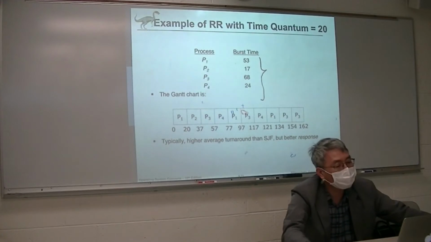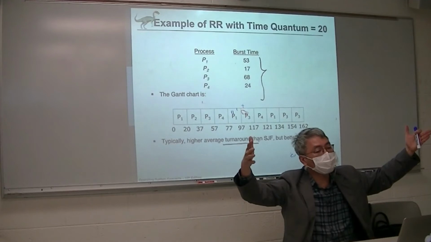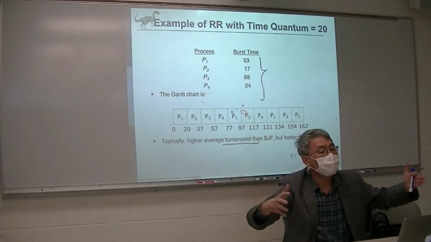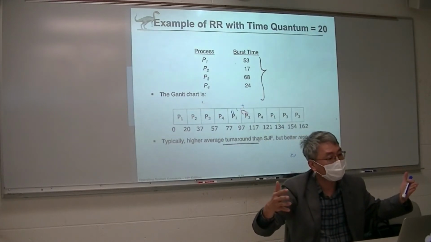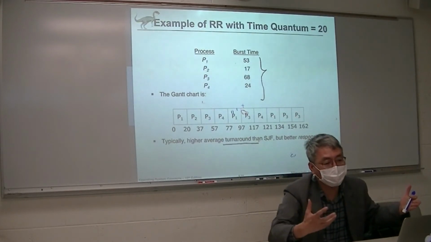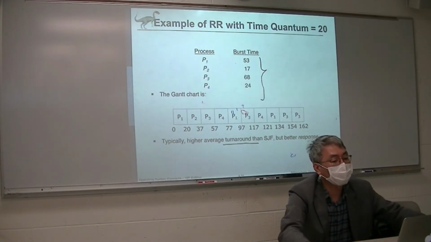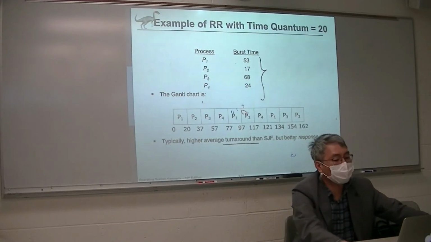But what about in terms of turnaround time? Do you remember what the turnaround time is? Turnaround time is the total amount of time between start and end. So it takes a longer time to finish. Okay? Because shortest job first, shortest job is optimal to finish. However, round robin has better response time. So that is the round robin.